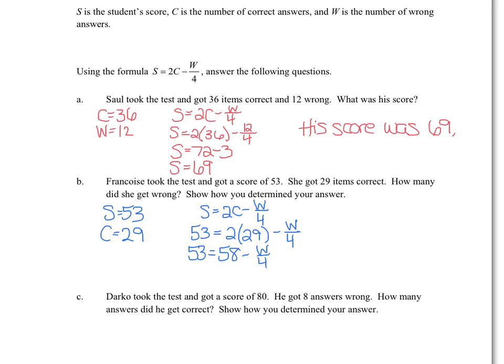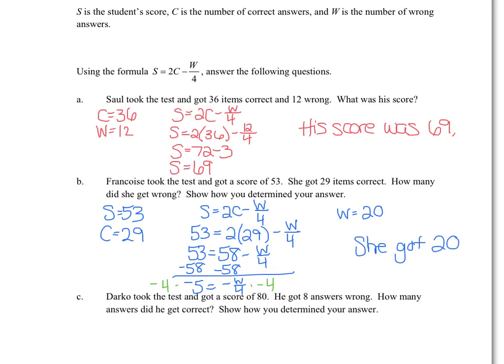And to get the W by itself, we need to subtract 58 first. So 53 minus 58 is -5, equals negative W over 4. Finally, I can multiply both sides by -4, and what we'll get is W equals 20. So she got 20 questions wrong.